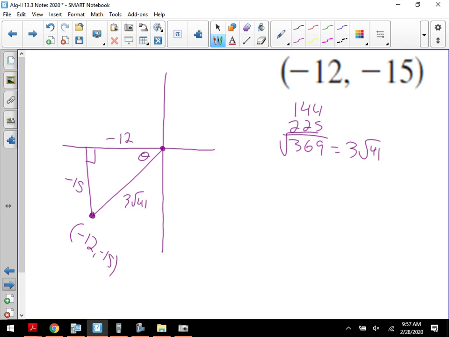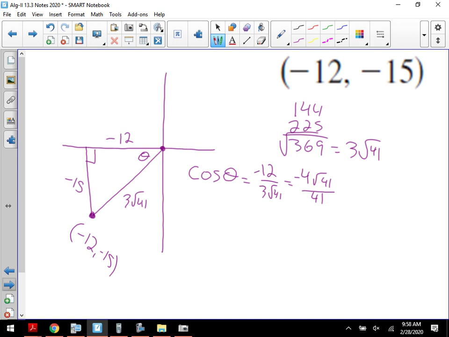Can't I still go through and list out all 6 of my trig functions? Yes. All right. So we start with cosine. Cosine is what over what? Adjacent over hypotenuse. My adjacent is the negative 12. My hypotenuse is the 3 root 41, excuse me. Now, I'm going to do 2 things. I'm going to simplify and rationalize. Simplify first, the easy thing, it's just negative 4 over the root 41. And then when I rationalize this, you should be able to do this in your head now. It should be negative 4 root 41 over 41.